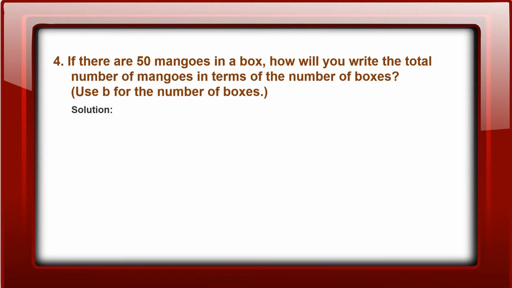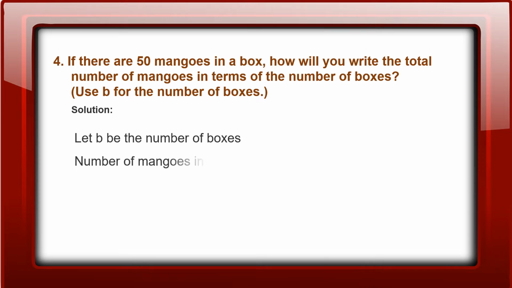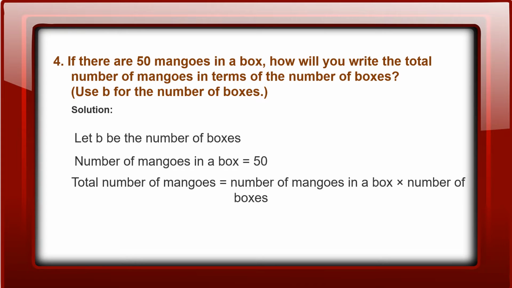If there are 50 mangoes in a box, how will you write the total number of mangoes in terms of the number of boxes? So we are asked to take b for the number of boxes. So let us take b to be the number of boxes, and in one box how many mangoes? 50. So the number of mangoes in a box equals 50. So what is the rule over here? 50b. Very good. 50 into b, that is the total number of mangoes, equal to 50b.